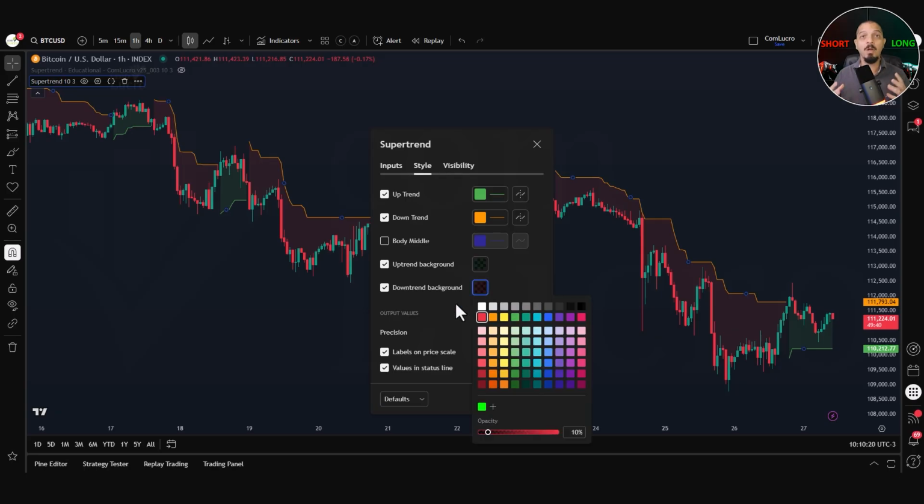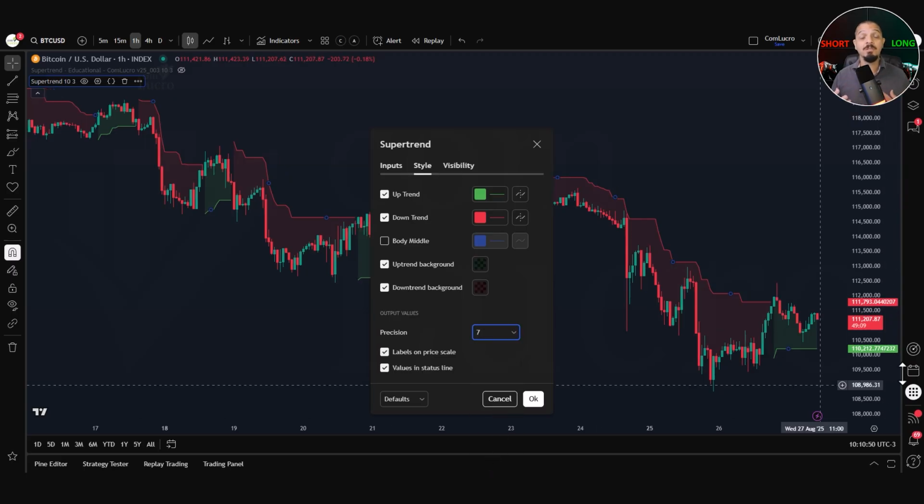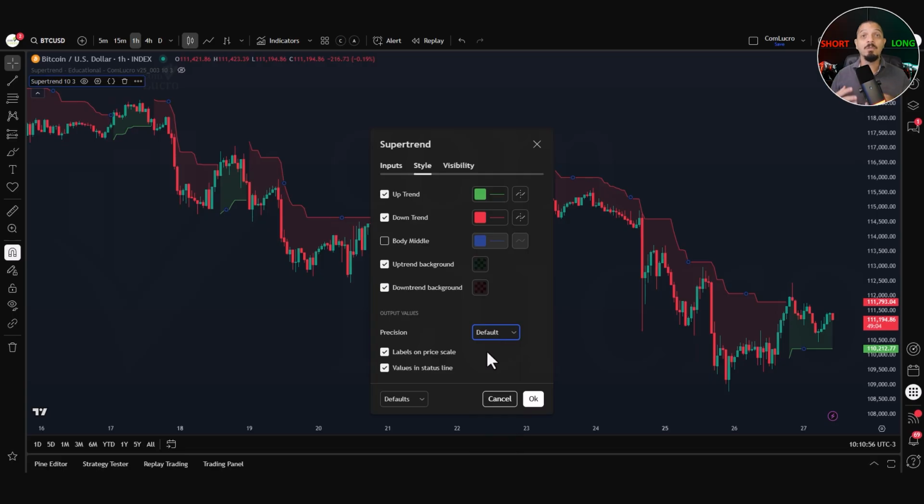Below that, you'll find options for uptrend background and downtrend background. Enabling these fills the chart background with subtle shading during bullish or bearish trends, making it easier to interpret trend direction at a glance. There's also a body middle checkbox, which is disabled by default. If enabled, it adds a central line that can help some traders fine-tune entry or exit zones. Under Output Values, the precision setting lets you control how many decimal places are shown for the indicator's values. The default option adjusts automatically based on the instrument and is usually the best choice.